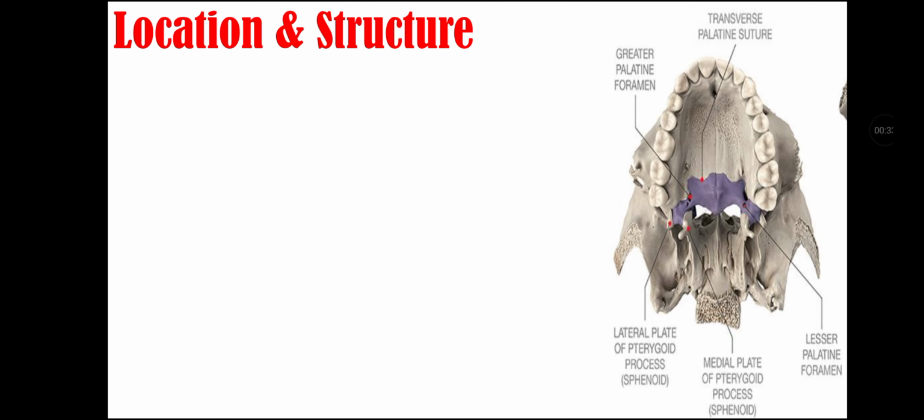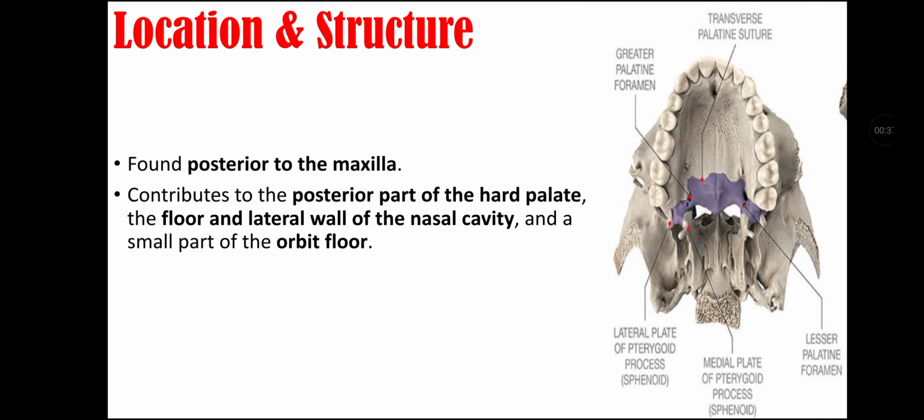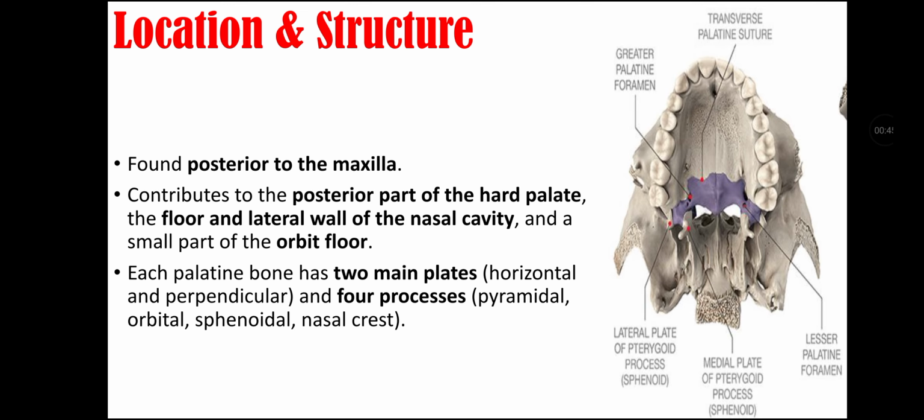Location and structure of palatine bone. It is found posterior to the maxilla. It contributes to the posterior part of the hard palate, the floor and lateral wall of the nasal cavity, and also a small part of the orbital floor. Each palatine bone has two main plates, horizontal plate and perpendicular plate, and has four processes: pyramidal process, orbital process, sphenoid process, and nasal crest.